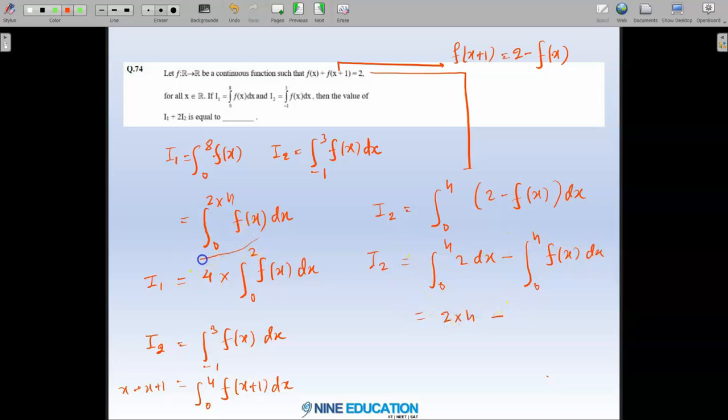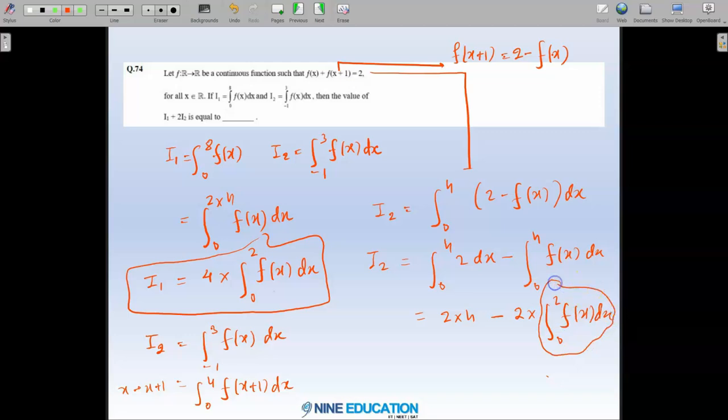If you observe from this equation, I can write the 0 to 2 integration also by writing this as 2 into the integral from 0 to 2 of f(x) dx. So what is this entire expression, the integral from 0 to 2 of f(x) dx? From here I can say it is basically I1 by 4. So I will substitute that value here. It will be 8 minus 2 into I1 by 4, which is basically I1 by 2. So I2 value is 8 minus I1 by 2.